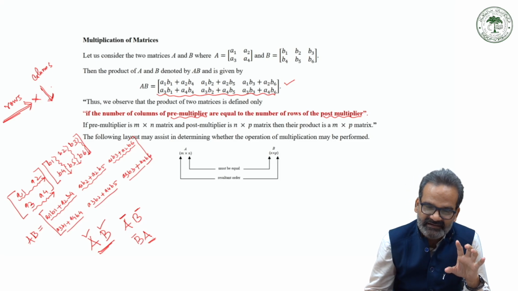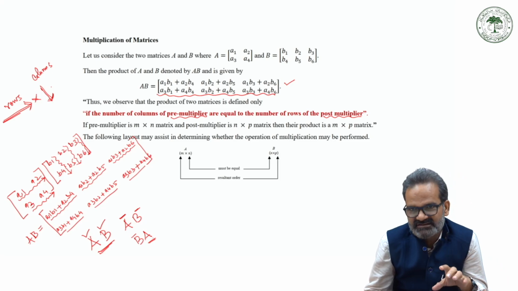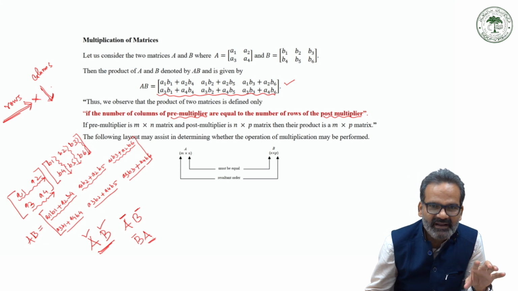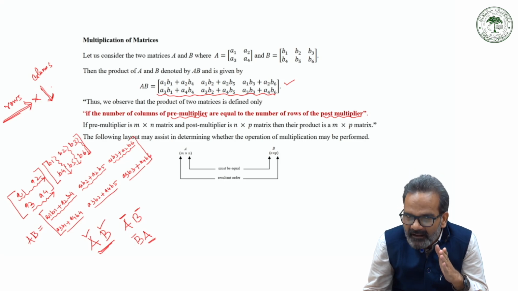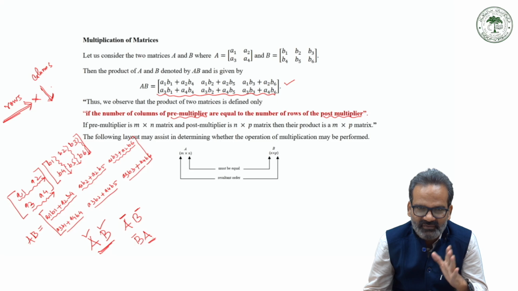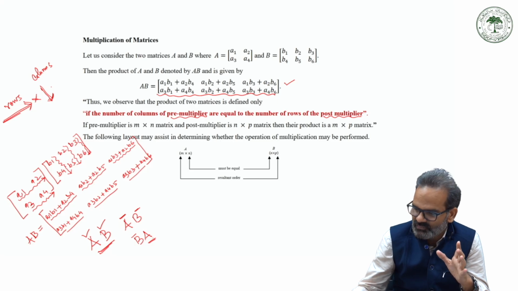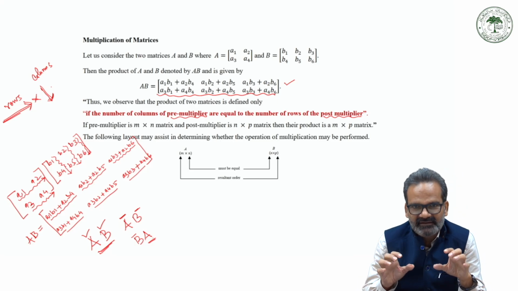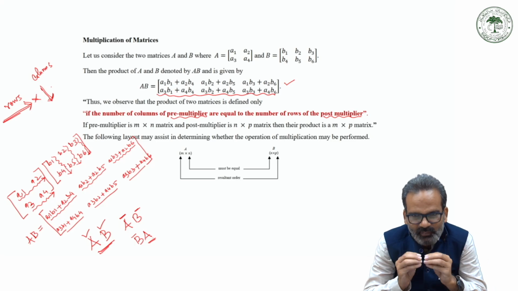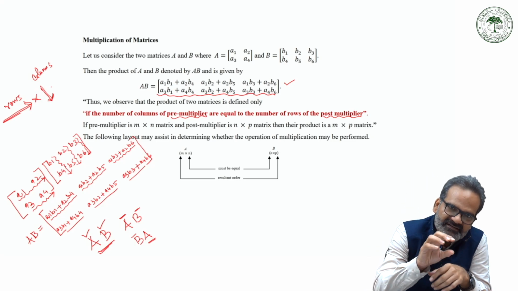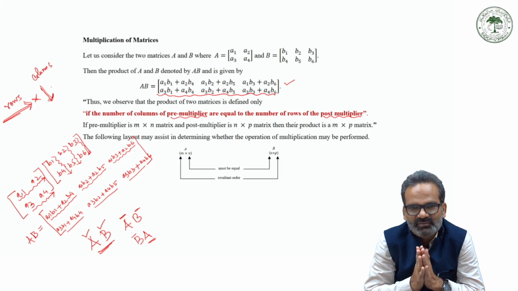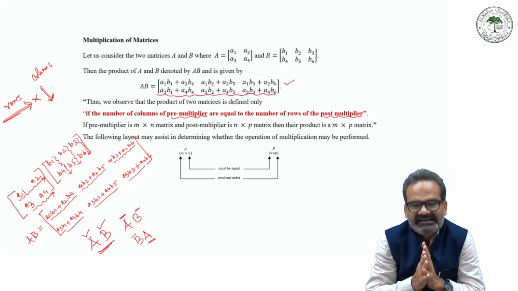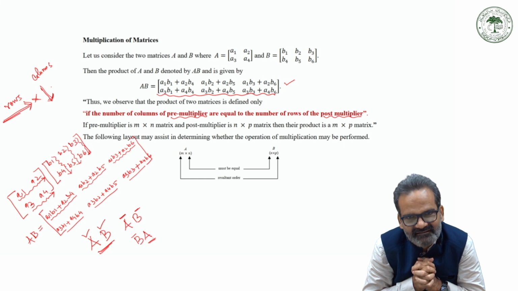So the requirement is what? I have also told you, pre-multiplier means a matrix which is written first, and post-multiplier means a matrix which is written later at the second position, right? You can also understand it this way. We should check the requirement whenever we are multiplying any two matrices. The matrix which is written first, its columns should be exactly equal to the rows of the matrix which is written at the second position. Clear?